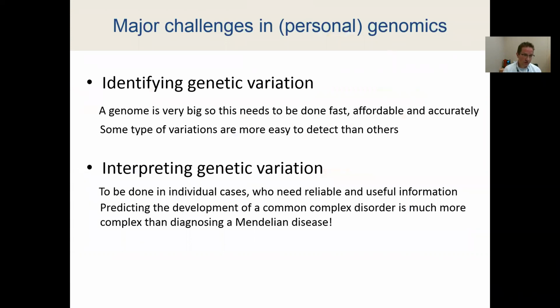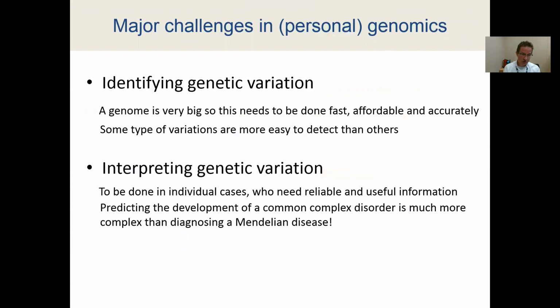Because I already mentioned there are many different types of variation, it's also important to realize that some variation is more difficult to detect than others at this moment. So we still need improvements in the technology in order for the variation to be detected. At this moment, not a single genome has been sequenced perfectly. In every genome that has been sequenced, there are still lots of variations missing.